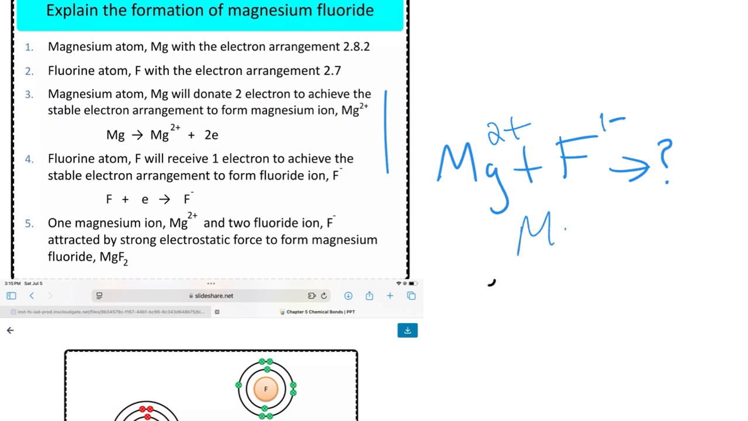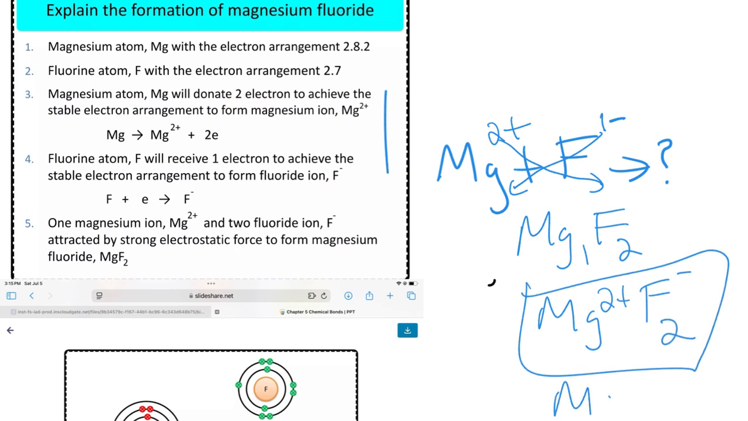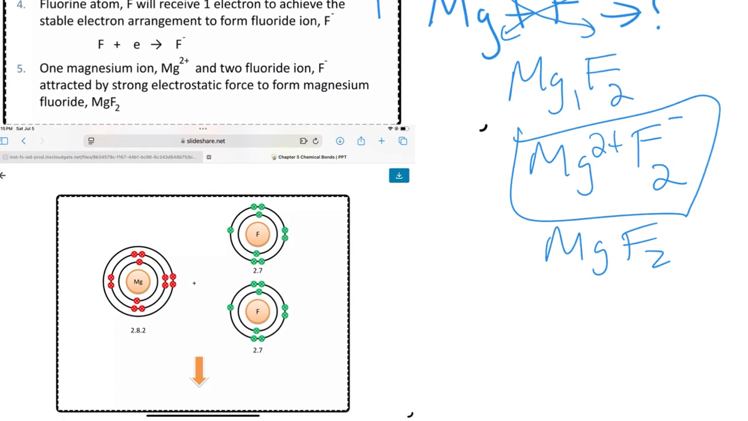So you just flip these around, the numbers. Magnesium has a 1 subscript and fluorine has a 2 subscript. So this would be magnesium 2+ and fluorine 1- with a 2 subscript on fluorine. Magnesium fluoride. Okay, and that's what this picture is showing.